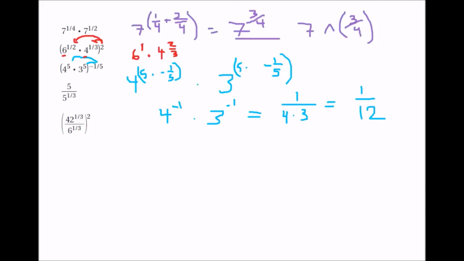Okay, the next one. 5 over 5 to the 1/3, we're dividing, this is really 5 to the first power divided by 5 to the 1/3 power. So we're going to subtract those exponents because we're dividing. So 5 to the 1 minus 1/3 is equal to 5 to the 2/3 power, because really 1 is 3/3. You get 5 to the 2/3 power as your answer.